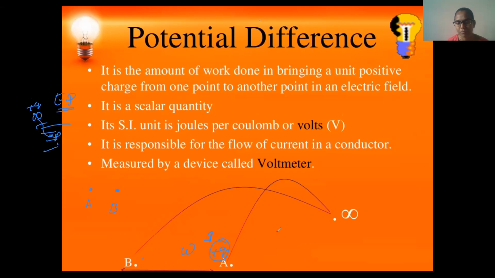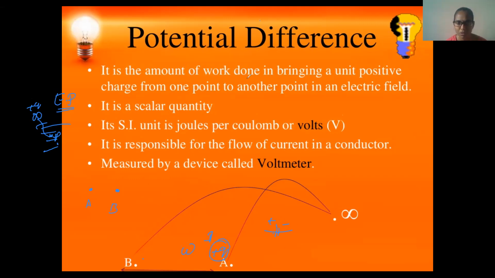Okay, so why will the charges move? Suppose you connect a battery. So why are the charges moving from here to here? Because there is a potential difference. Outside it will move like this, but inside the cell they will move from positive to negative. So this is what the potential difference is.